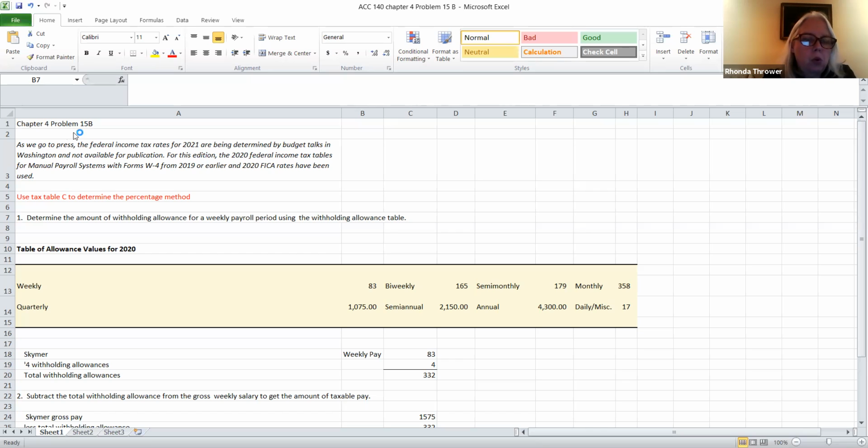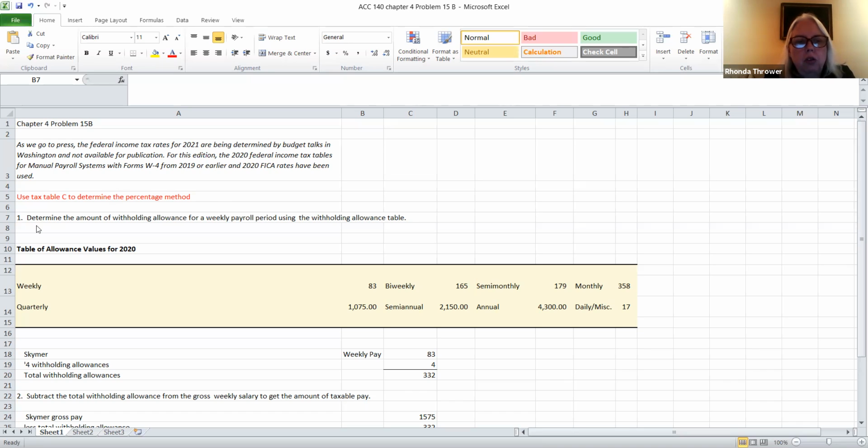Chapter 4, problem 15B this time. So I'm going to share my screen with you, and I've made an Excel spreadsheet for you to look at. And again, this is chapter 4, problem 15B. And we're going to be using tax table C to determine the percentage method of withholding federal income taxes.